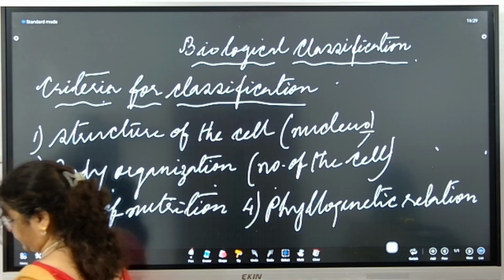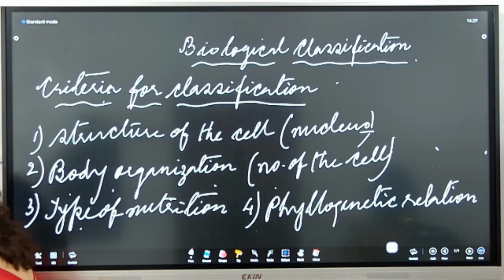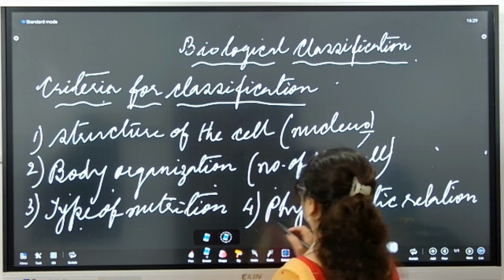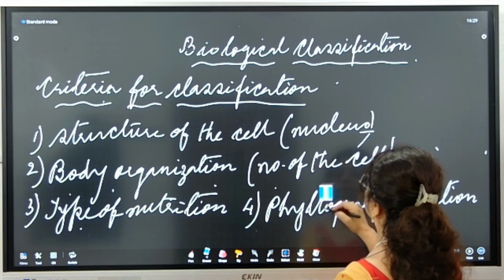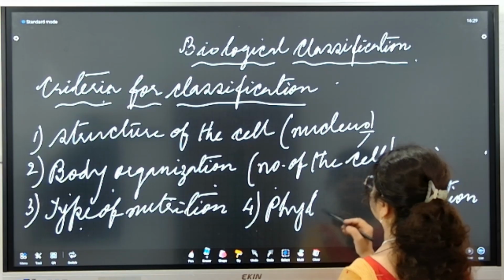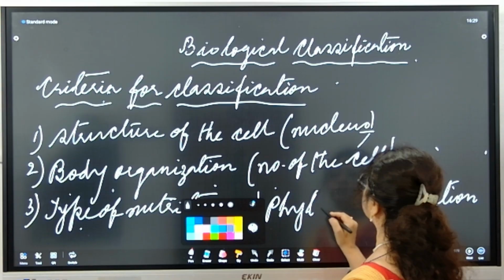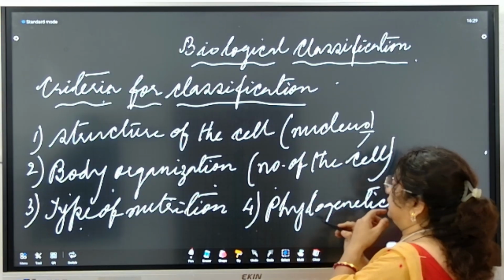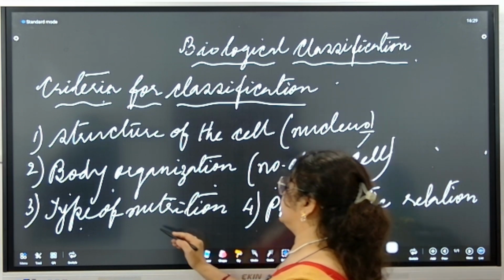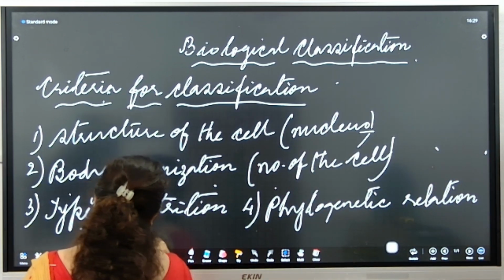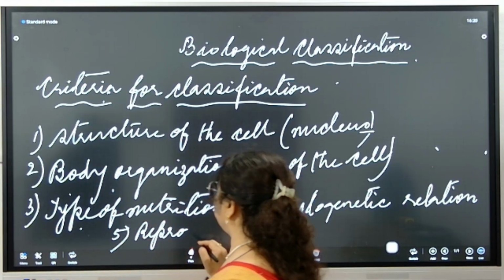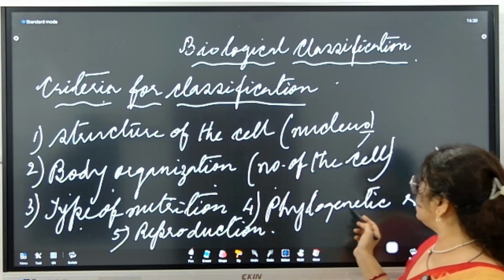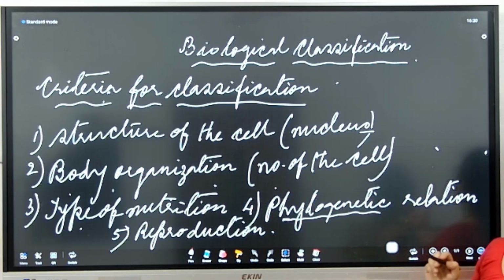Okay, relationship. Here this is phylogenetic relation, that I will explain now because this is a new term. And number 5, the reproduction. What is taken into consideration? Reproduction. The type of reproduction, vegetative or what. Now this is a new term, phylogenetic, means the evolutionary basis.